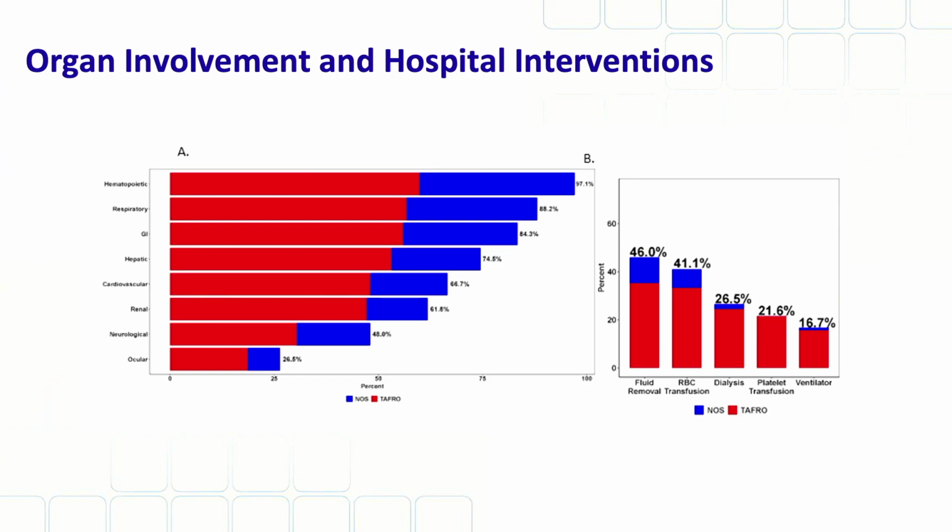And so again, you can see broken out between the TAFRO and NOS. You can see a large portion are getting fluid removal, red blood cell transfusions, dialysis. Platelet transfusions are all in the TAFRO patients. This makes sense, right? Because TAFROs are the ones with low platelets, so the other patients don't need platelet transfusions. But a large proportion, 16.7% of patients with iMCD on a ventilator, that is a huge, huge proportion. I don't have to tell you all this, but obviously this is very, very serious.